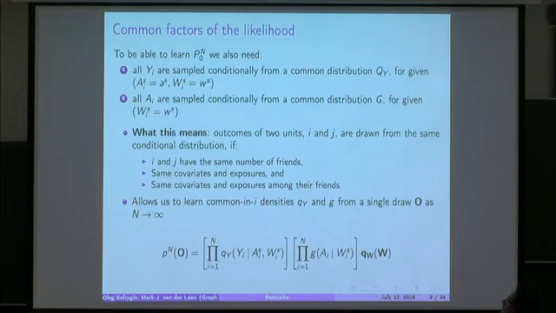We assume that they are drawn from the same common distribution when conditioned on the same value of the summaries. To say it in words, essentially, it means that if i and j have the same covariates, and if they have the same number of friends, and if their friends also have exactly the same covariates and exposures, then these two outcomes will be drawn from the same conditional distribution.